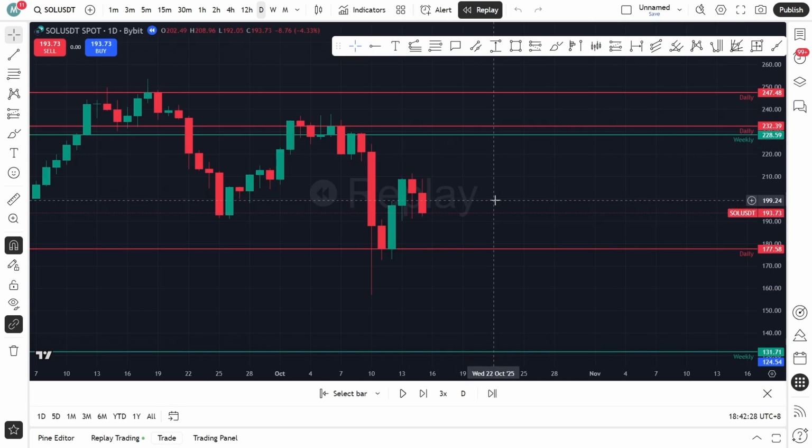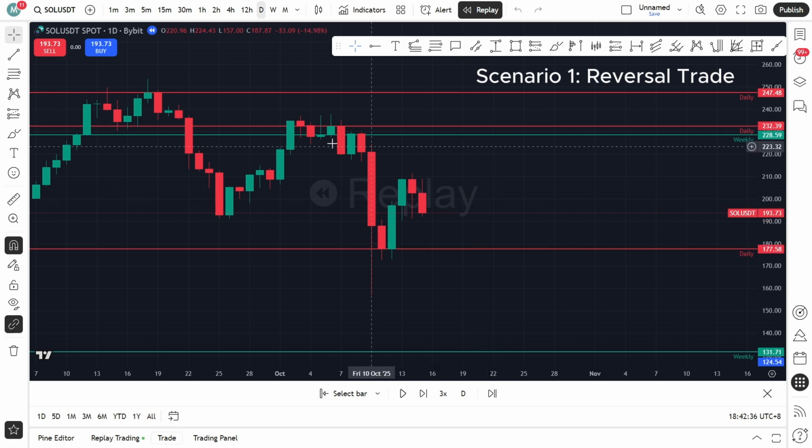Now that your levels are all set, here's the key question: how can we trade based off these lines? Scenario 1 is the reversal trade. On this daily time frame on the Solana chart, you can see that price is coming down and there's a support line here. So what we do is set a limit long order at this support line and set a stop loss just below. We'll see how it plays out.